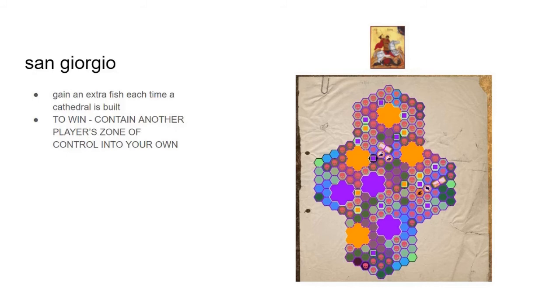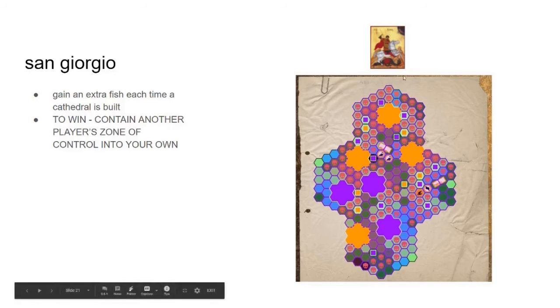So for example, these woods, this space, well, I guess that's a mine, actually. This mine is within both players' zone of control. So let's say both of them wanted to build a mine on this mountain space. They could, whoever is the first player in turn order would get to it first. So it's not that they have exclusive rights to a space. It's that if they wanted to, they have access to the space. So San Giorgio, you must control another player's zone of control within your own.